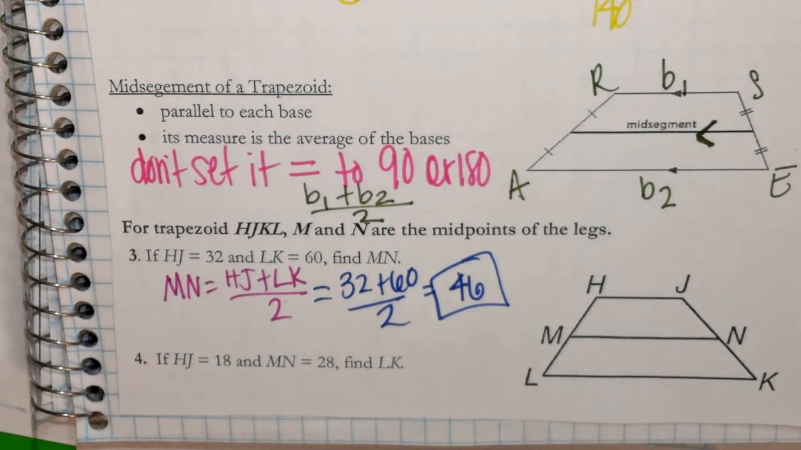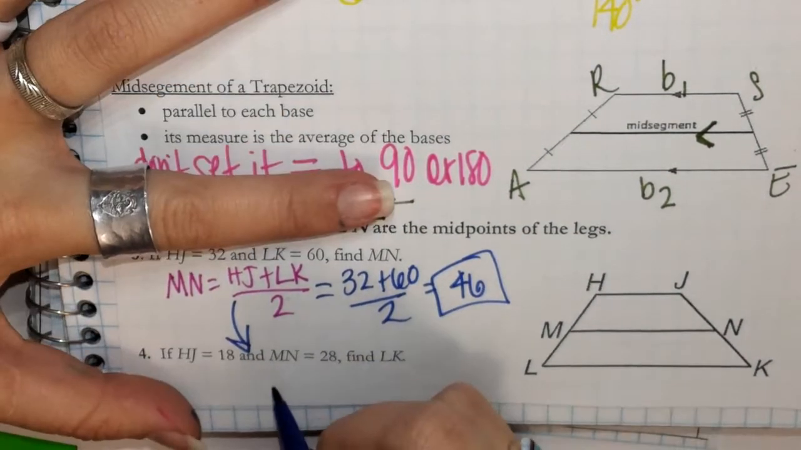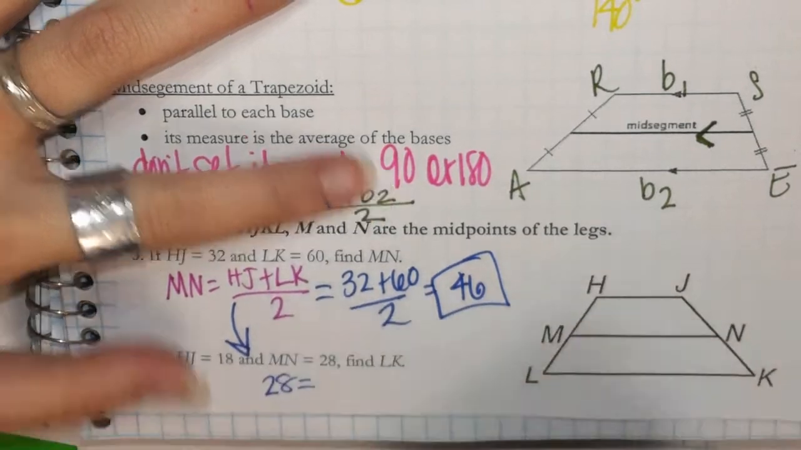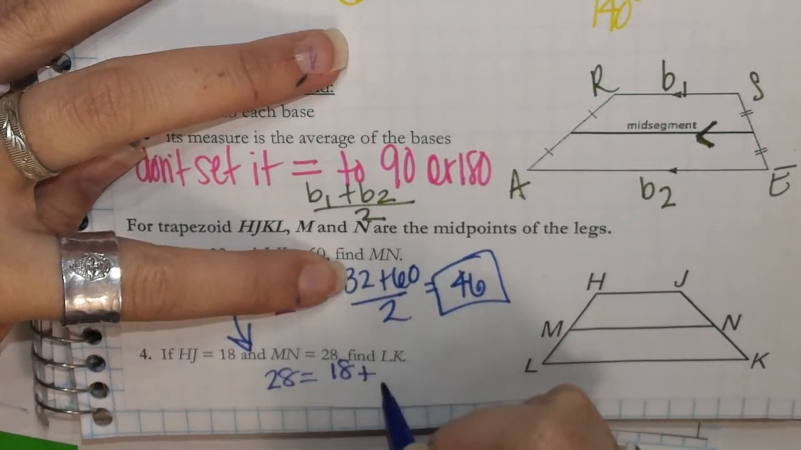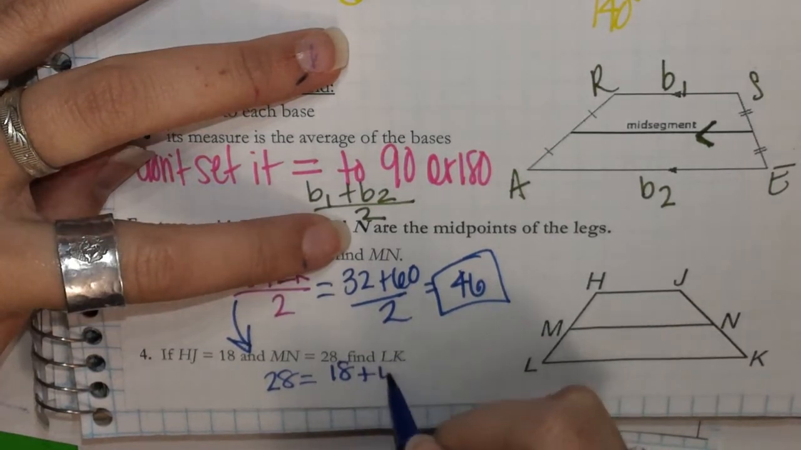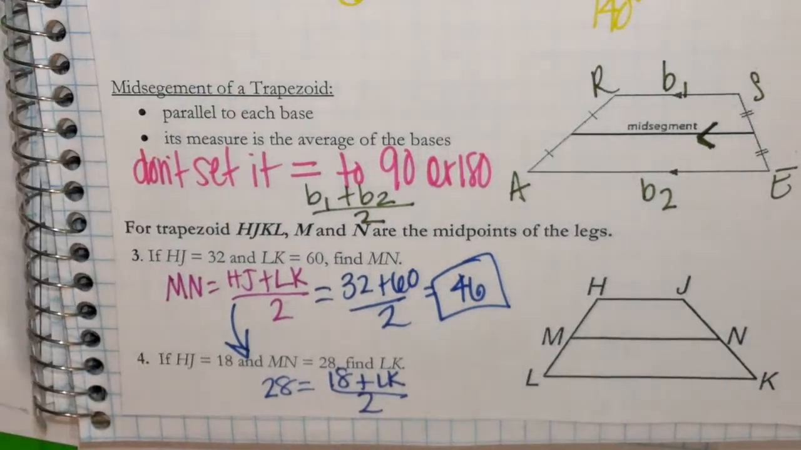Isn't there a reason that I write stuff down? So what's MN this time? 28. What is HJ? 18. What is? We don't know what LK is. And we divide it by? Awesome.